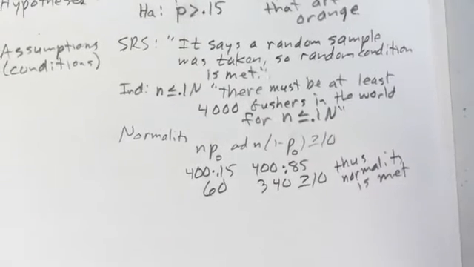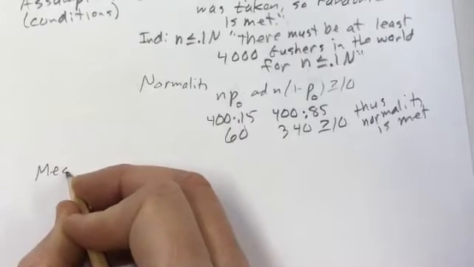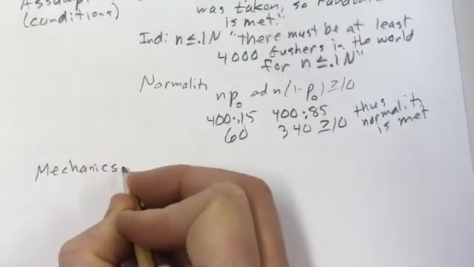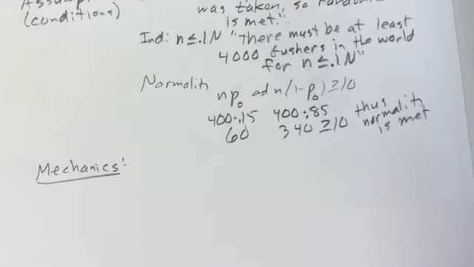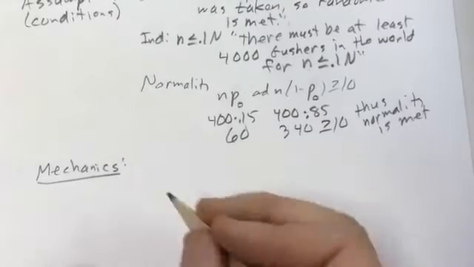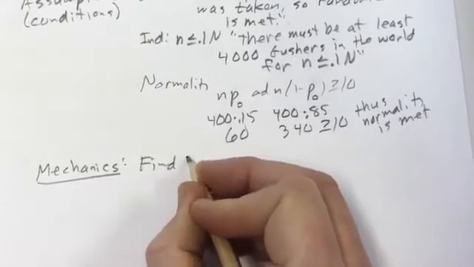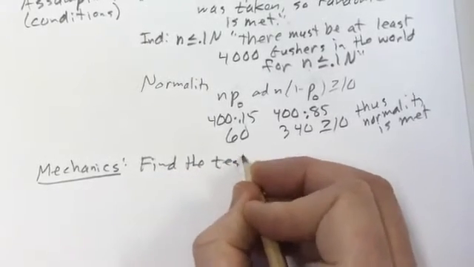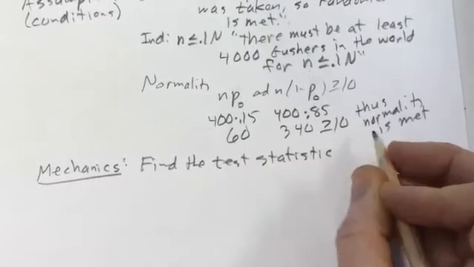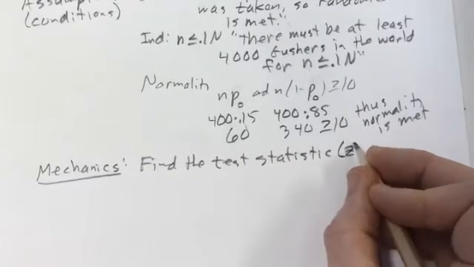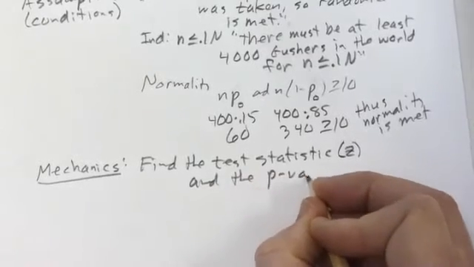Now we have our mechanics for a test. When we did an interval, we would just make the interval here. But it's going to be a little bit more complicated here. We are going to find the p-value. So what you have to do is, in essence, find what is known as the test statistic, and that is z in this case, and the p-value, and that's the big number.